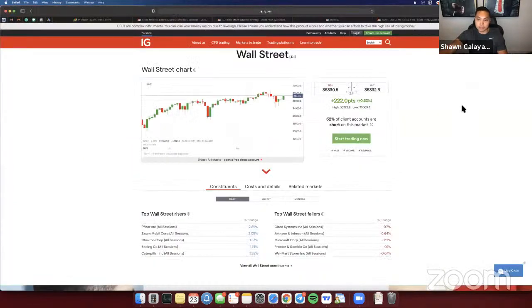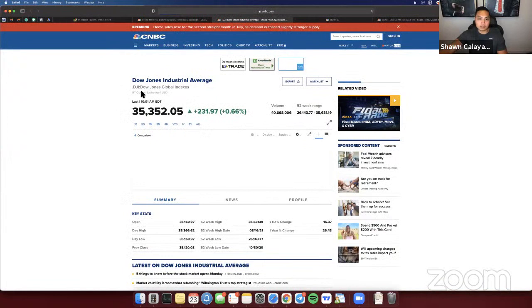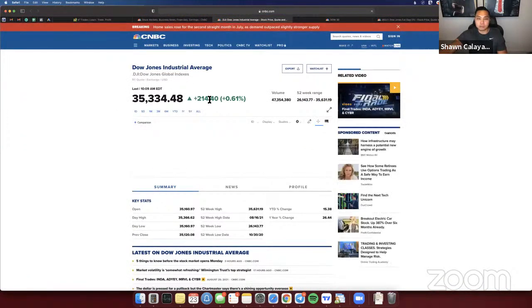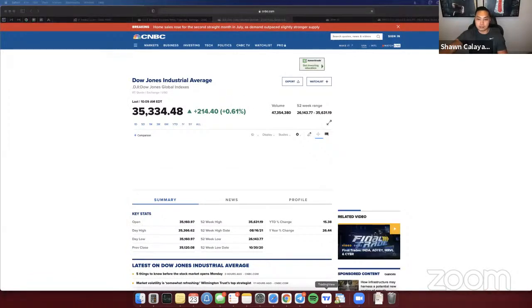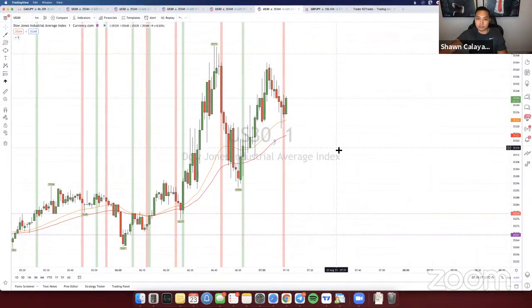Looking over here at retail sentiment, it's still 62% short. So if you're long, you're still in a better position than people who are in short. Also looking over here at the stock index, it's currently up 214 points. It was previously up about 240 points. Now it's down to 214. You can see that the market volatility is starting to die down a little bit. So it might be a little safer for you to just sit out the market.